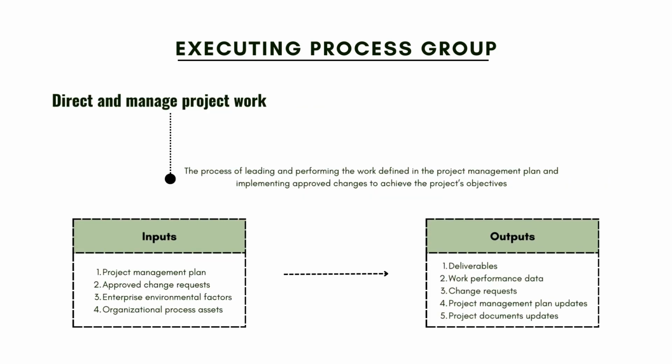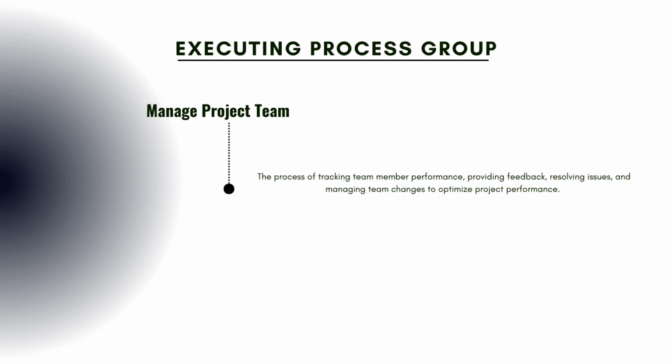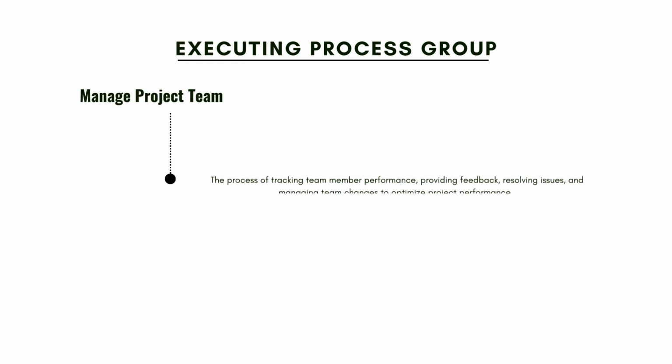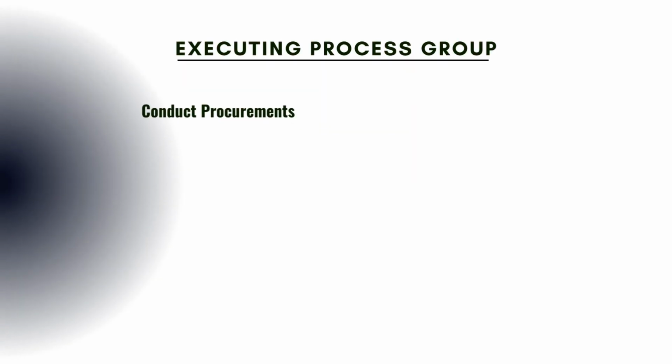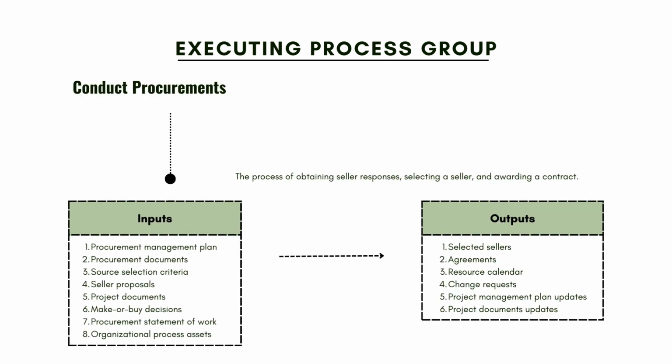It has 4 inputs and 5 outputs. Manage project team is the process of tracking team members' performance, providing feedback, resolving issues, and managing team changes to optimize project performance. It has 6 inputs and 5 outputs. Procurement is the process of obtaining sellers' responses, selecting a seller, and awarding a contract. It has 8 inputs and 6 outputs.